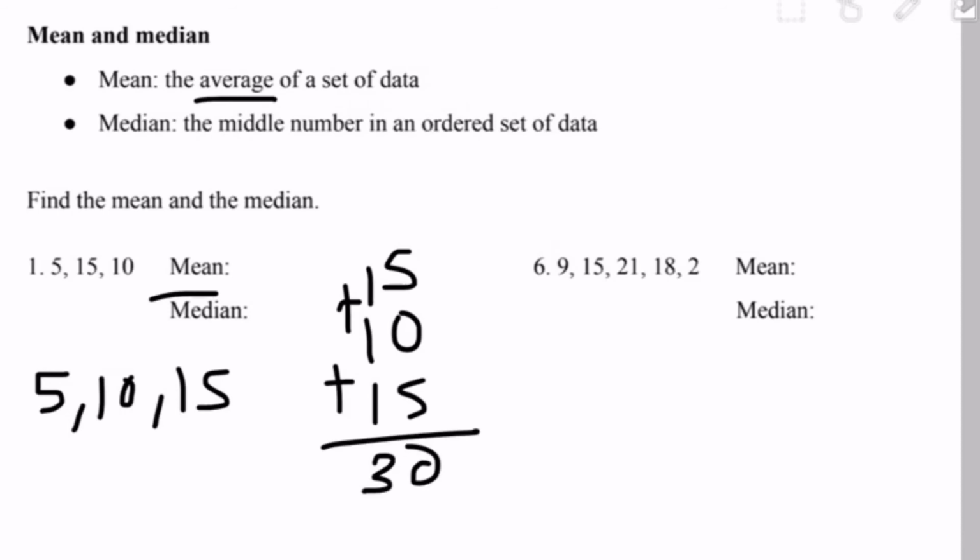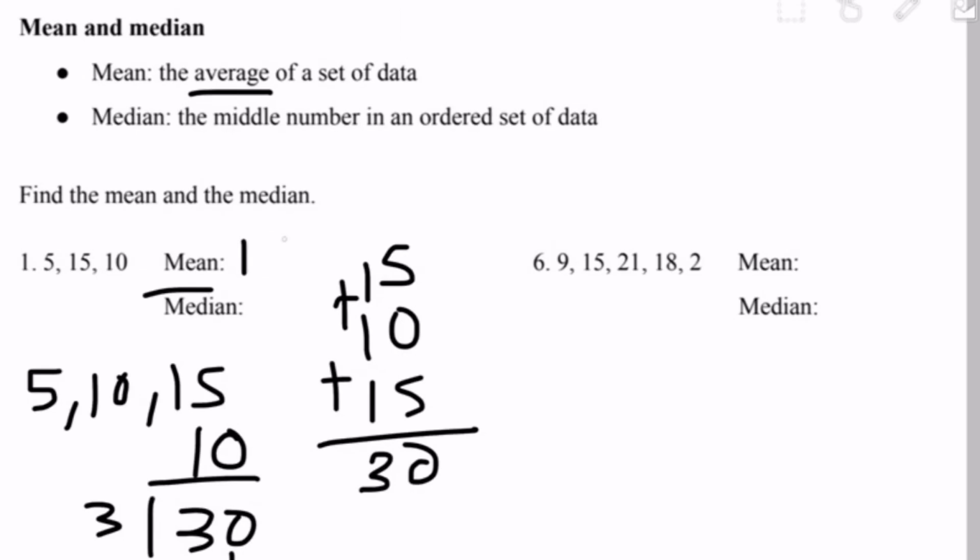But we're not done. We need to divide it by 3 because there's 3 numbers in this data set. So 30 divided by 3 is, 3 goes into 3 one time. 3 goes into 0, 0 times. So our answer is 10. Okay, now it's asking us to find a median, and median is the middle number. Let's look at the middle number. It's 10. So, just like mean, median is also 10.